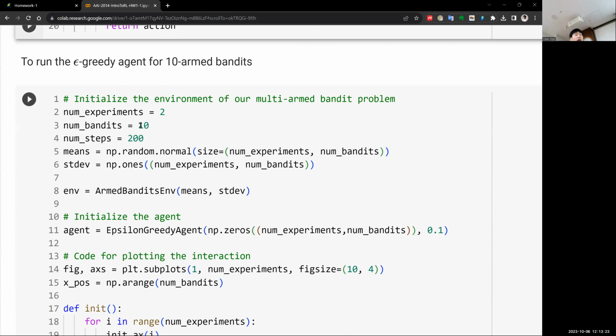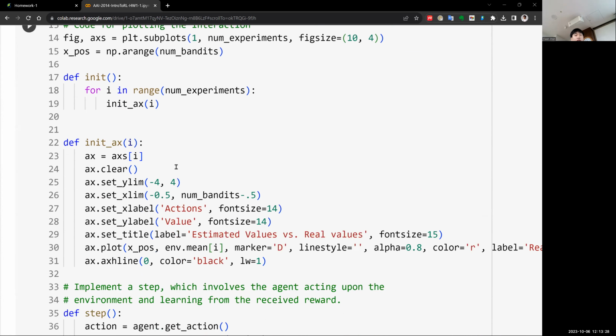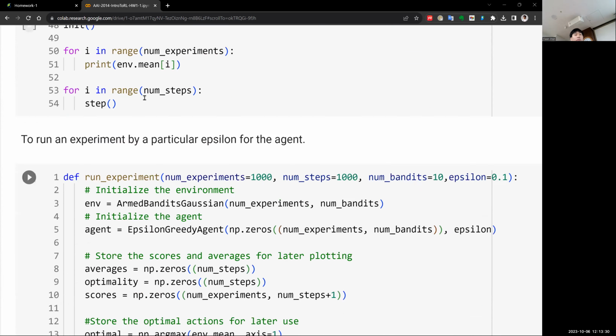The remaining is also the 10-armed bandit. Run this epsilon greedy agent. It will run and show you some data and information. Eventually, we print out the expected return for each arm.